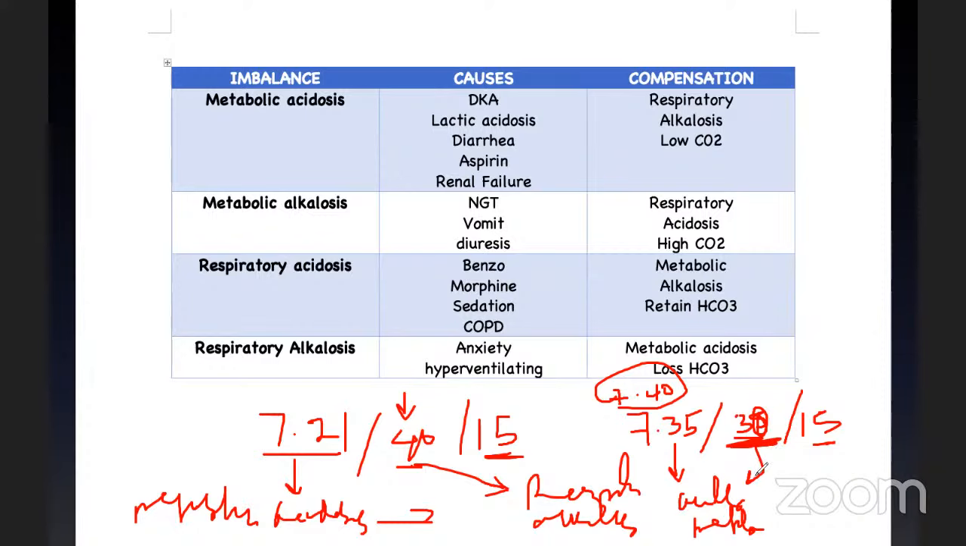If it's not consistent with what you do, that's why I give you this table. If you find it's a metabolic acidosis, you know your compensation should be respiratory alkalosis. Look at the numbers and see if it's consistent with the respiratory alkalosis. If it is, it's fully compensated. If not, it's uncompensated. If it's closer, it's partially compensated.